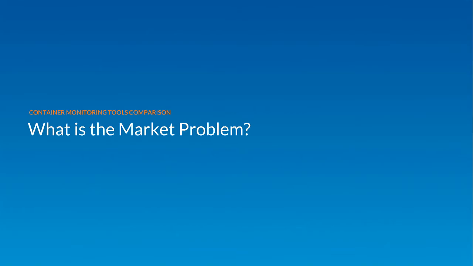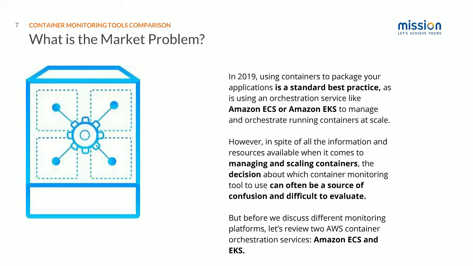So what is the market problem? In today's world, using containers is a standard practice, and running them on an orchestration platform like ECS or EKS to perform at scale is a large part of why we've seen the increase of container adoption. The typical benefits apply: scalability, high availability, ease of developer enablement. But the decision about which container monitoring tool to use can still be difficult, as up until very recently, Amazon didn't have a native out-of-the-box solution for this.